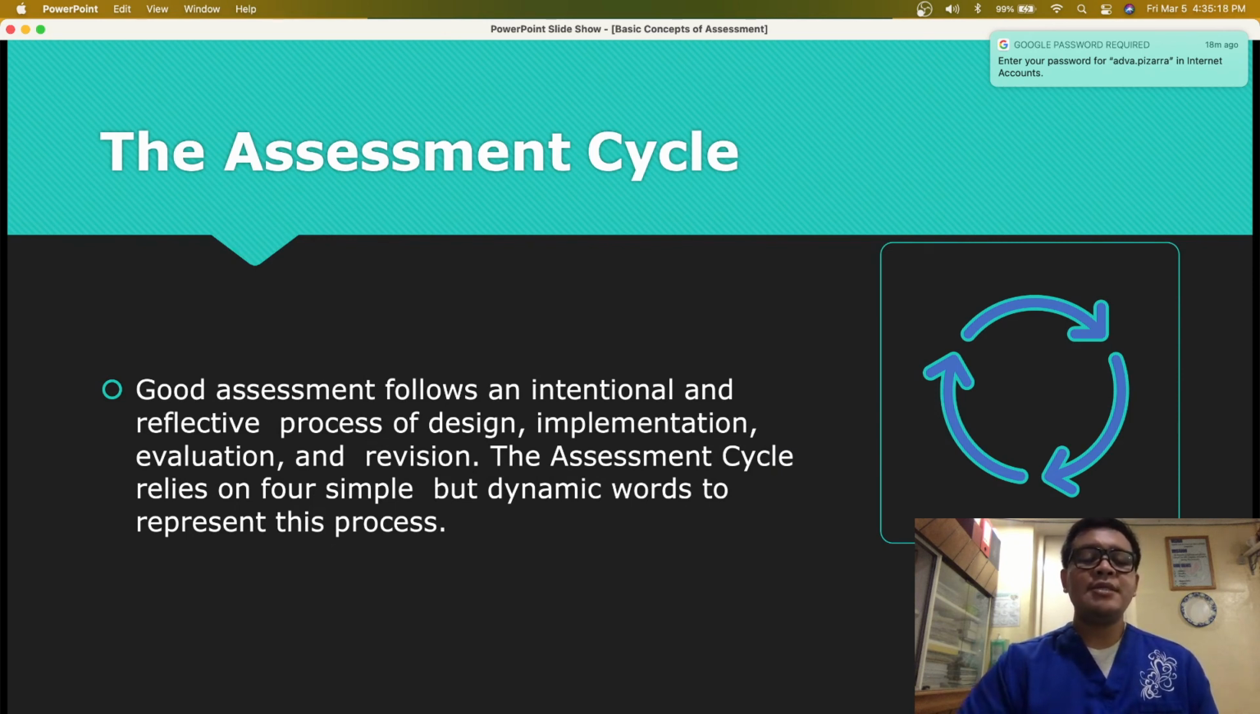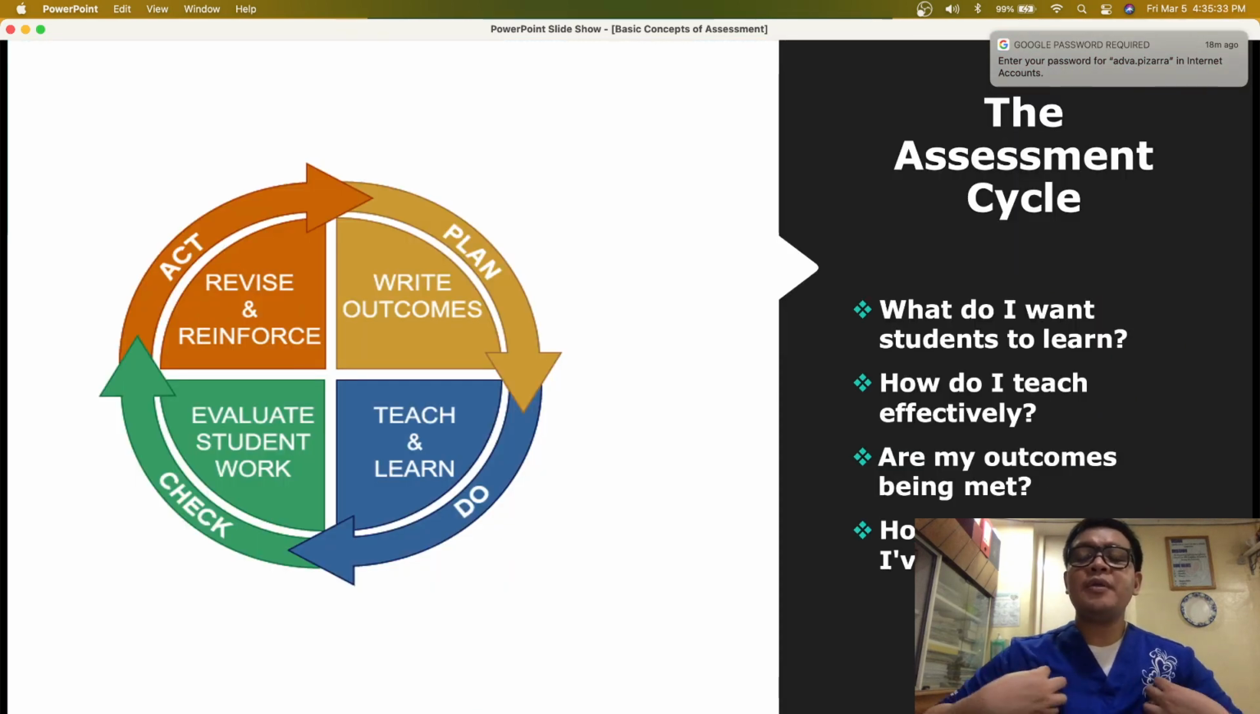When you talk about the assessment cycle, a good assessment follows an intentional and reflective process of design, implementation, evaluation, and even revision. The assessment cycle relies on four simple but dynamic words to represent this process. I'm familiar with it because it's just the PDCA: Plan, Do, Check, Act. This is a generic type of assessment cycle used in different industries and sectors. However, in education, applying the PDCA comes with the right outcomes.